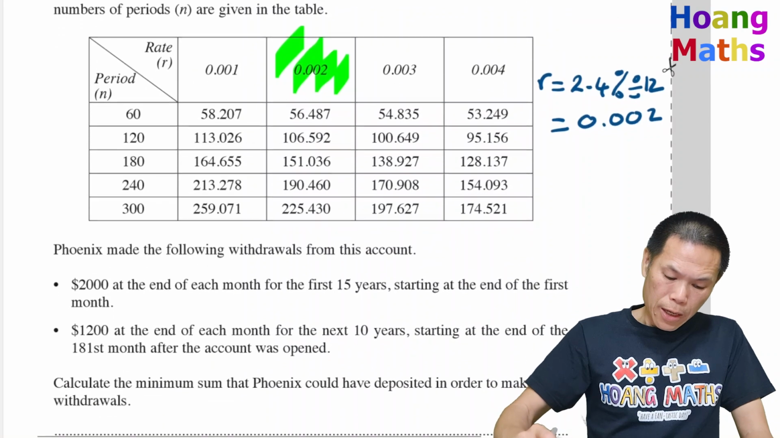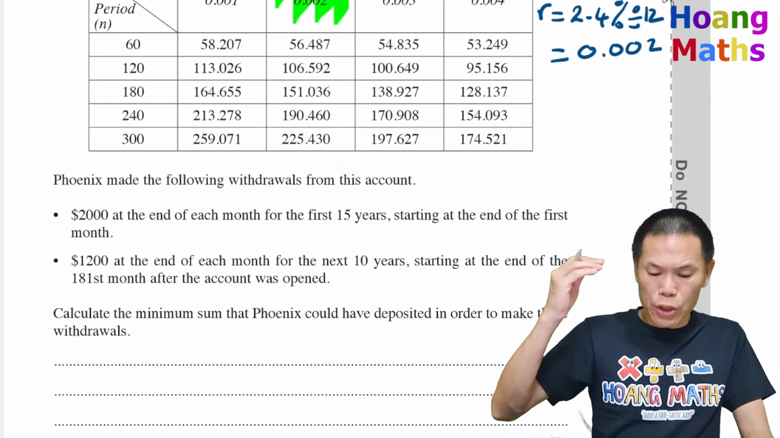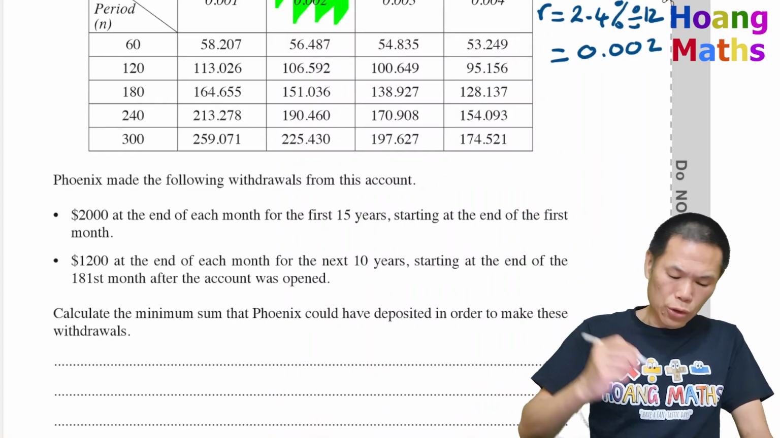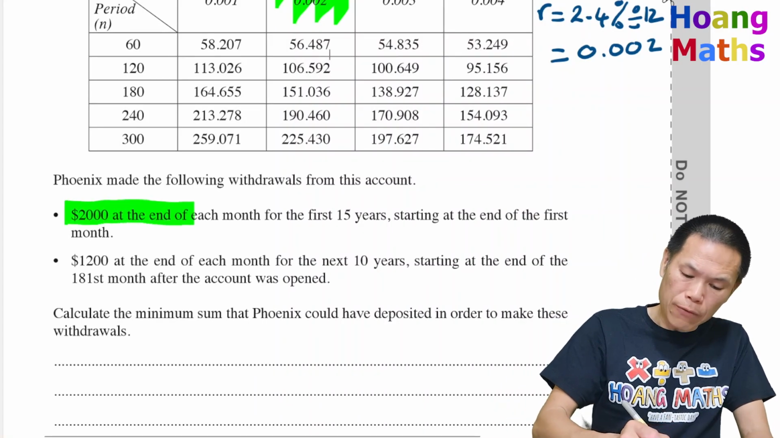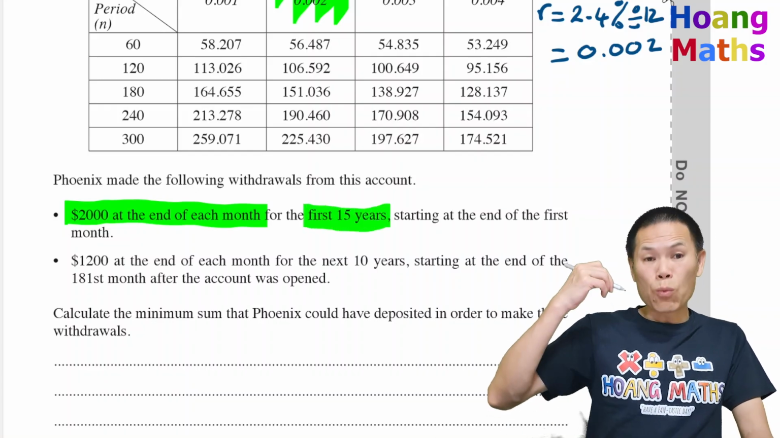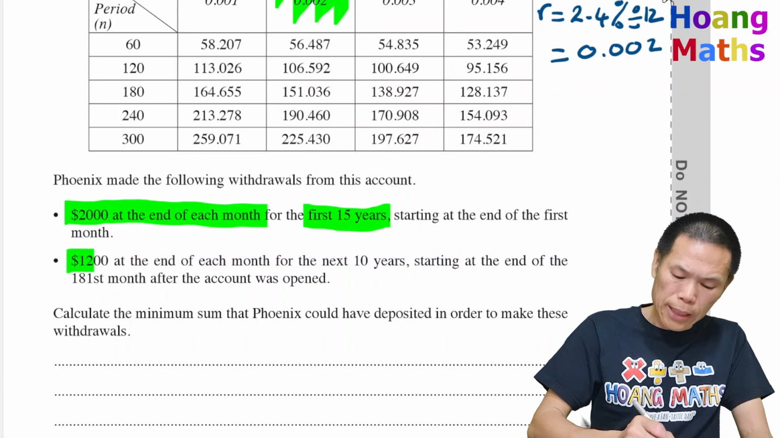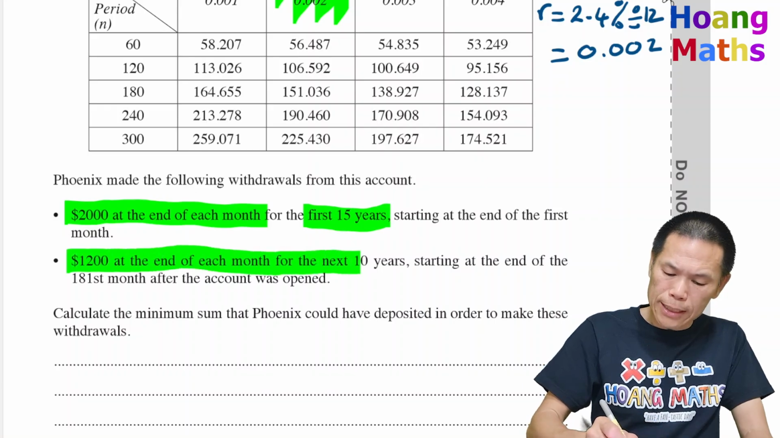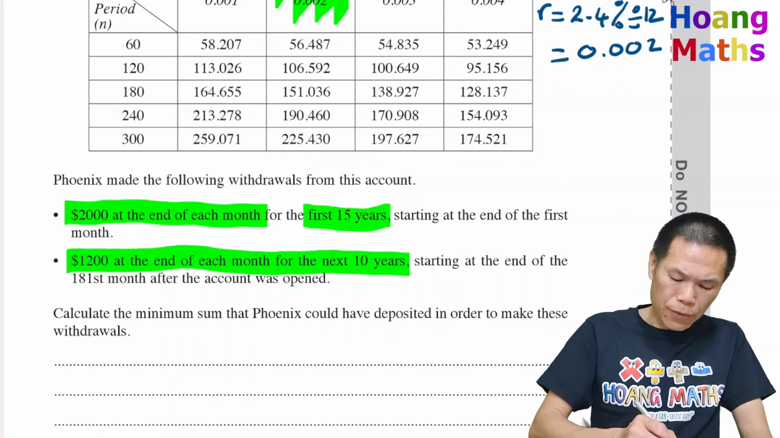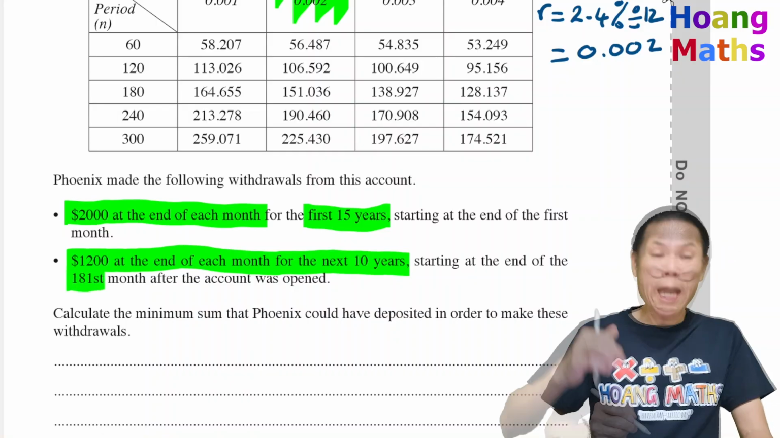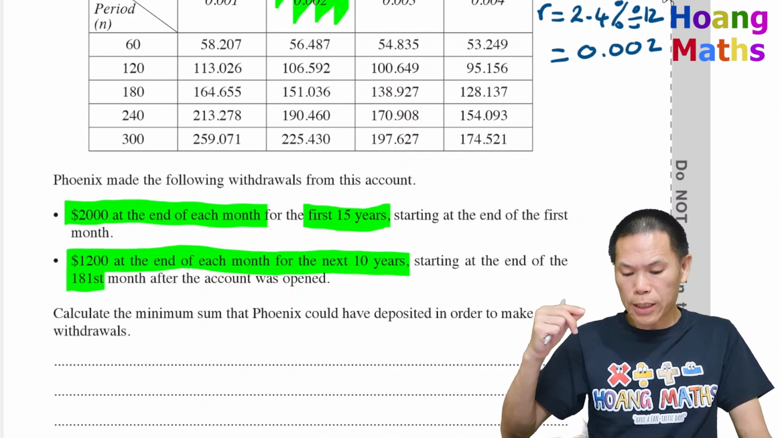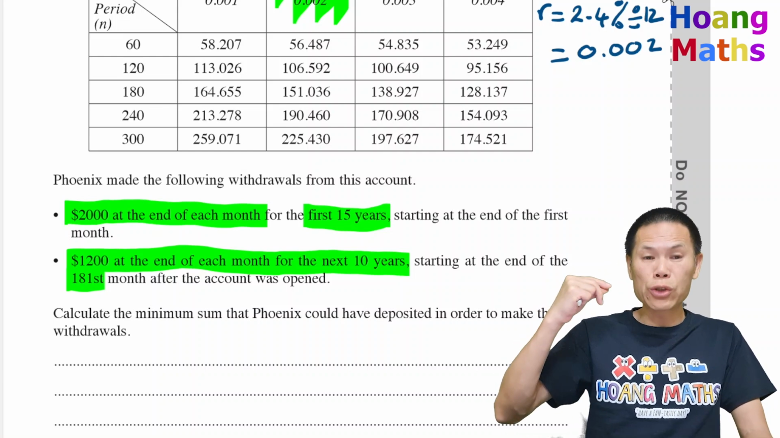Now, Phoenix made the following withdrawals from this account: $2,000 at the end of each month for the first 15 years, and $1,200 at the end of each month for the next 10 years, starting at the end of the 181st month. We need to calculate the minimum sum that Phoenix could have deposited in order to make these withdrawals.